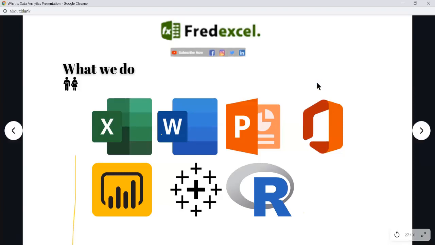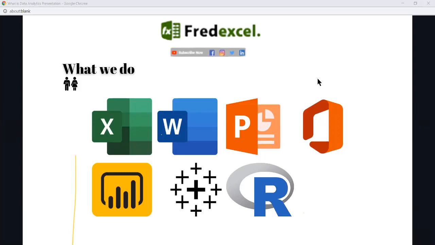Hi. So Tay wants to know how he can be certified in this particular field. Okay, that's data analytics. And then he wants to know if you can organize short courses and certify them. That's Fred Excel. Okay, sure.